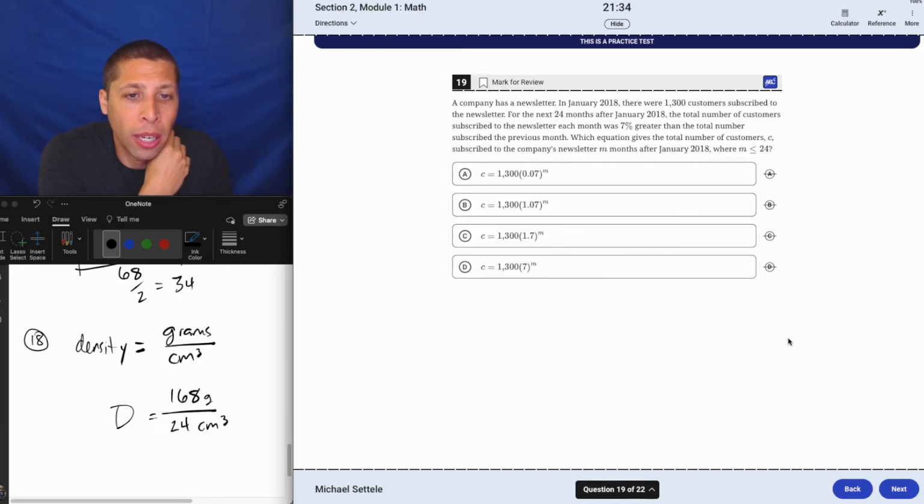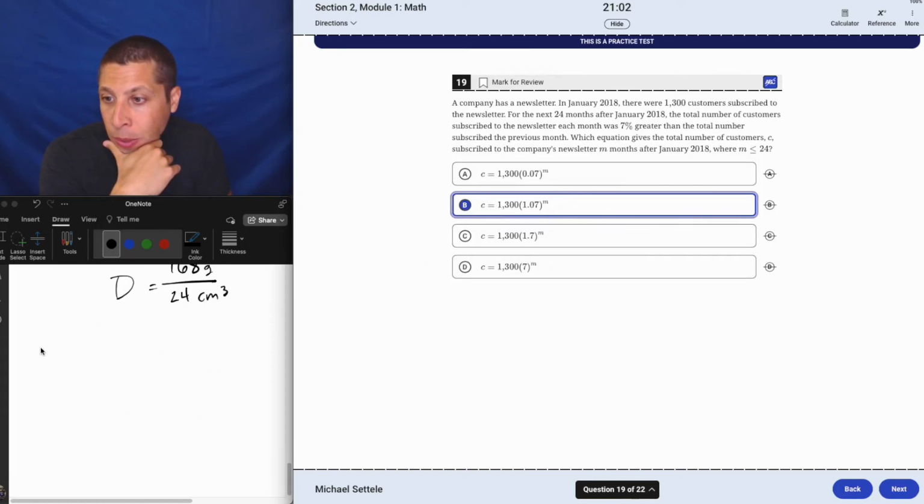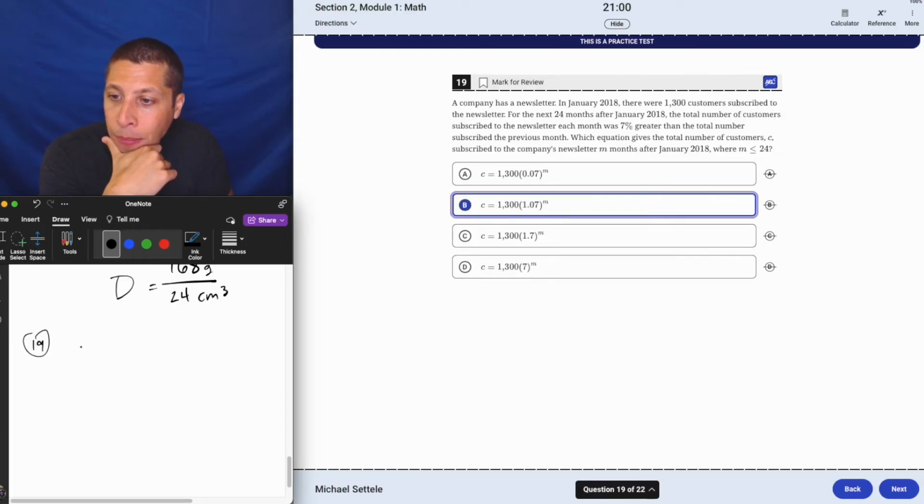Okay, if you want, you can arithmetize here. You can say, all right, what happens after 1 month? Because at 0 months, all of these choices would give us the right number, since if you plug in 0 for M, these parts basically wipe out. So that doesn't help. Intuitively, you should know that after a 7% increase, we can multiply 1,300 by 1.07. But if you just know the formula, you know it's this one, because this is the formula that I call the open formula, which I guarantee we're going to use again on the hard module.